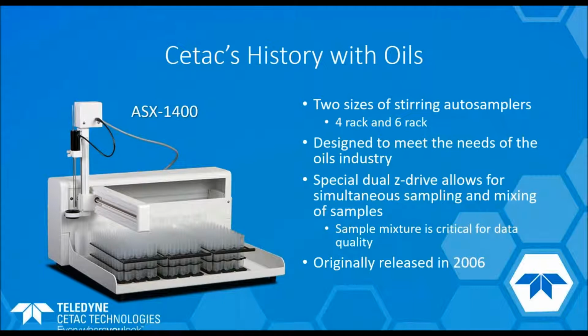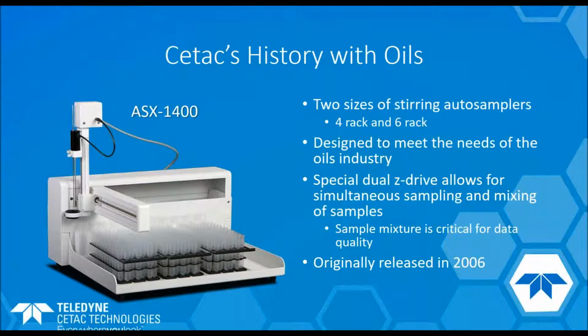Now, this is a unit that was originally released by Teledyne CETAC in 2006. It came in two sizes. So first the 1400 was released. Several months later, the ASX 1600, which is a 6-rack autosampler, was released as well. These were designed to meet the needs of the oils industry.